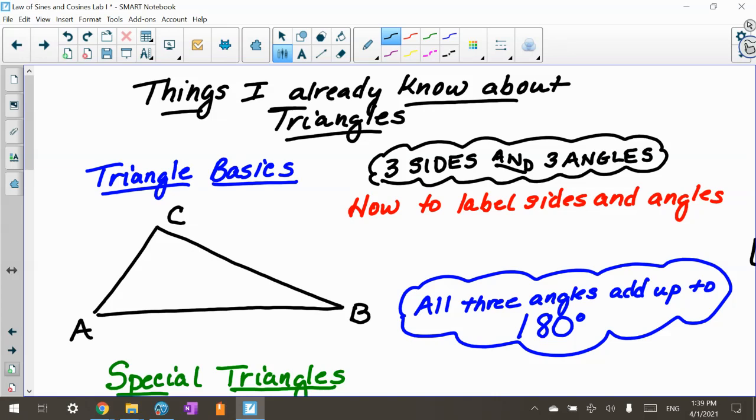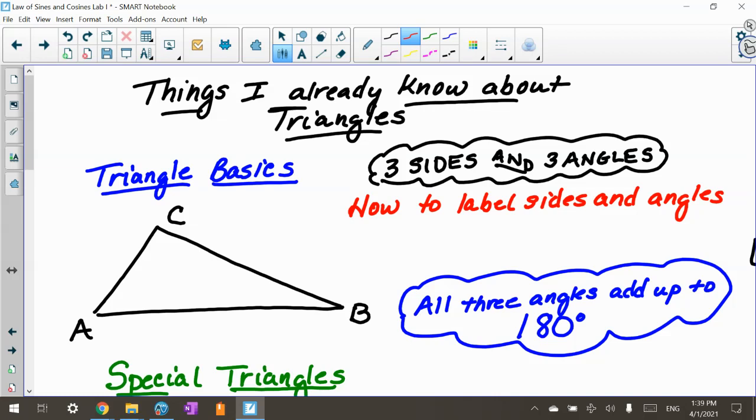So the first thing we're going to talk about is some triangle basics. One is, and I know this sounds probably crazy, but there's three sides and three angles to any triangle. You're like, well, no kidding. But I'm just telling you, there's six things that you can find on a triangle, and that's because it has three sides and three angles.